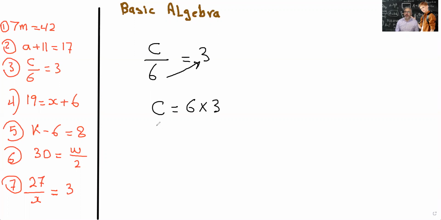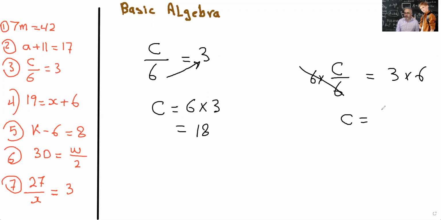Cross multiplying is a great tool that we could use in algebra, and it will serve you a great deal. It makes things a lot easier than what they look. So now that gives me 18. The other option: C over 6 equals 3. This is division, so to get rid of this, multiply both sides by 6. And this will cancel. Then you get C equals 18.